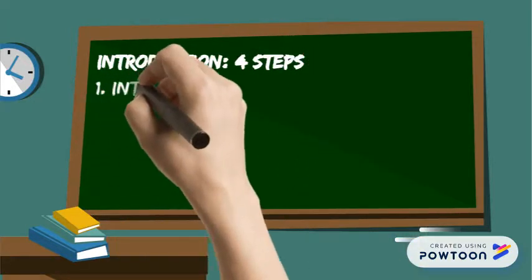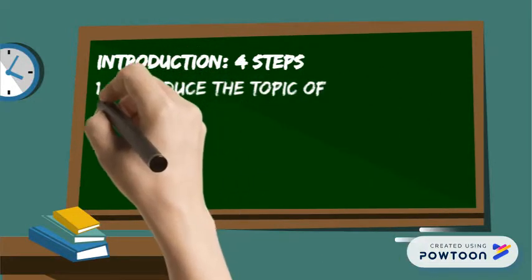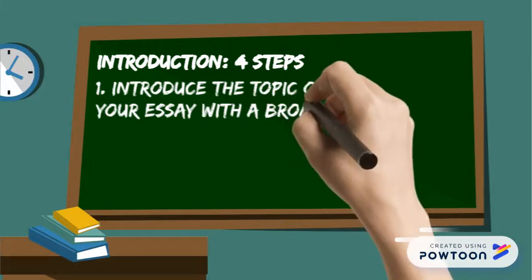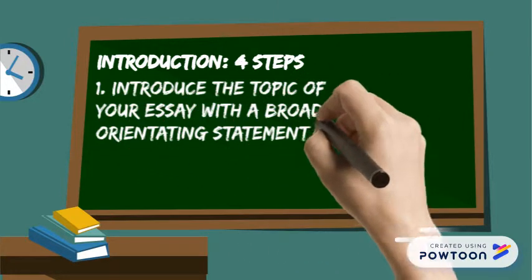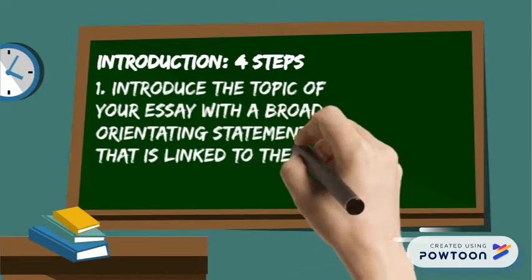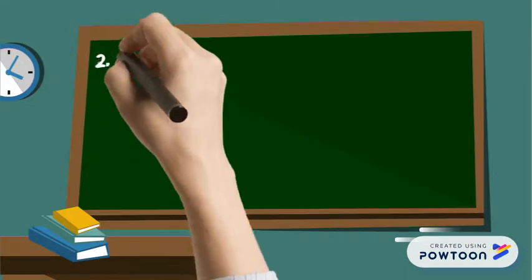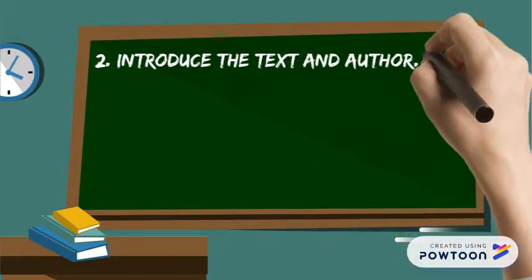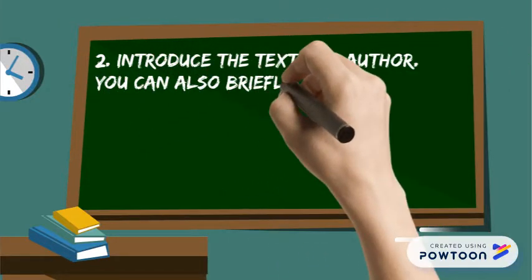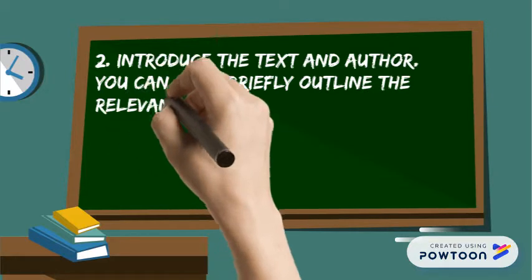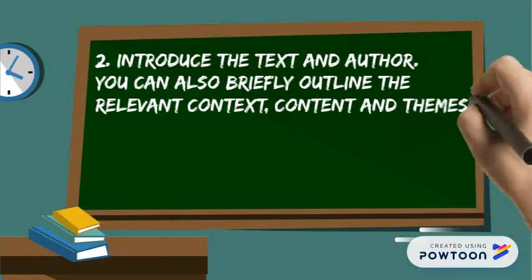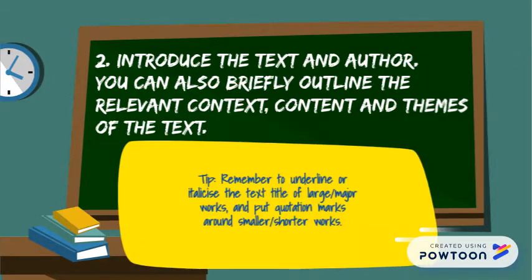There are 4 steps to writing an introduction. Step number 1 is to introduce the topic of your essay with a broad, orientating statement that is linked to the question. Then, you want to introduce the text and the author. You can also briefly outline the relevant context, content, and themes of the text.